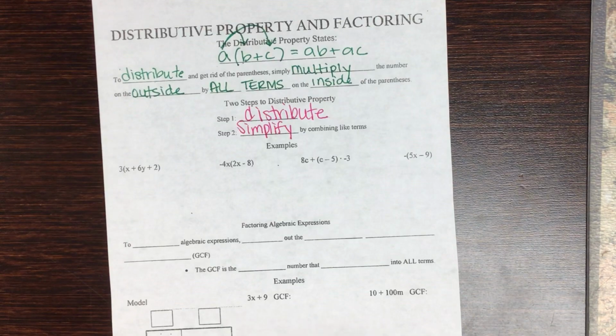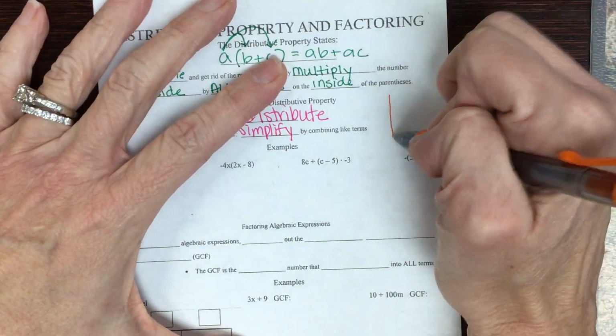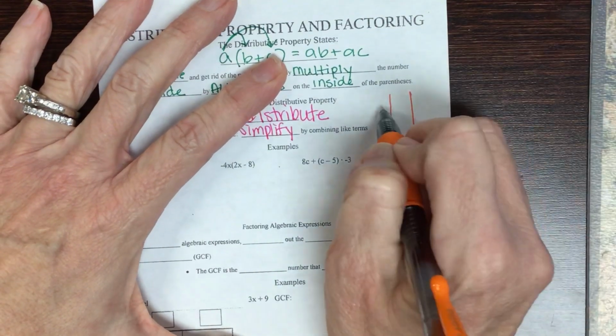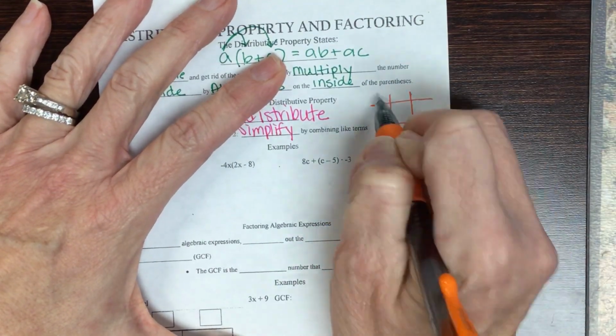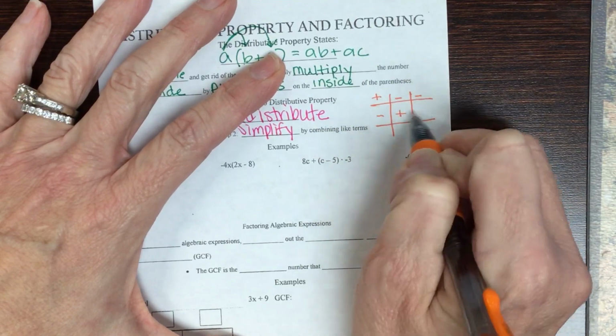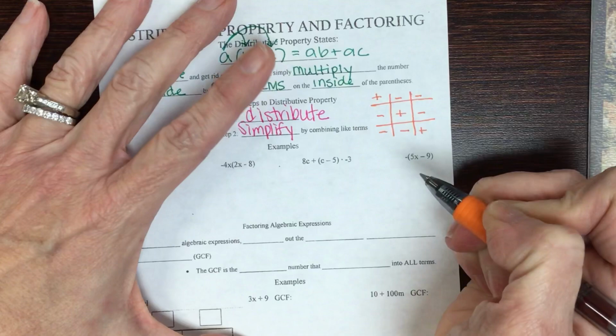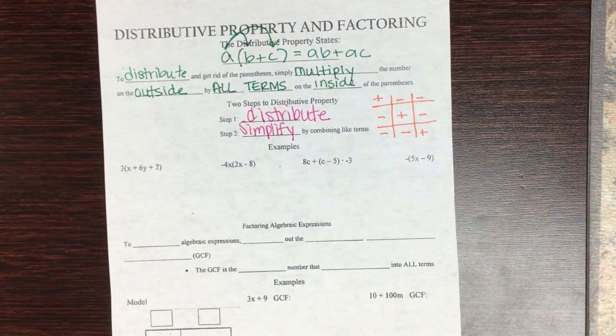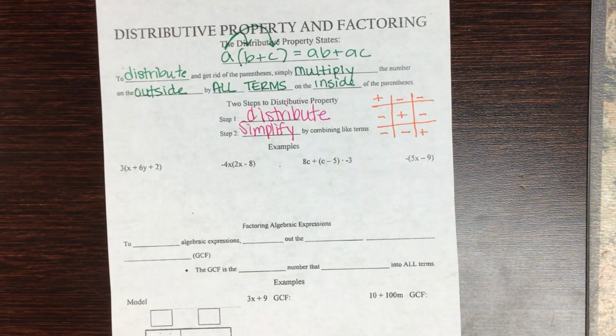All right, so examples. But before I do examples, I'm going to go ahead and remember this, our oldie but goodie tic-tac-toe board. Because some of us forget sometimes when we multiply or divide positives and negatives, we forget our rules. So I'm going to go ahead and make that over there just so I remember.